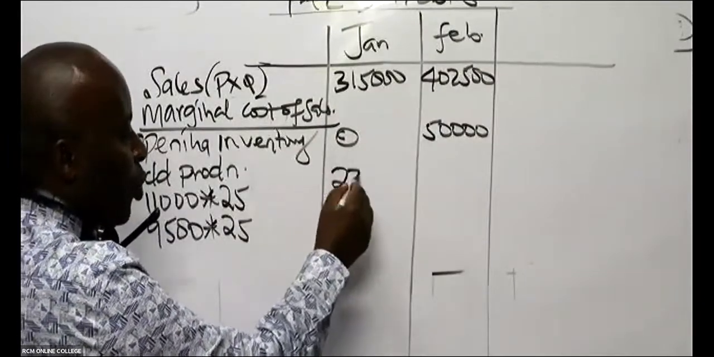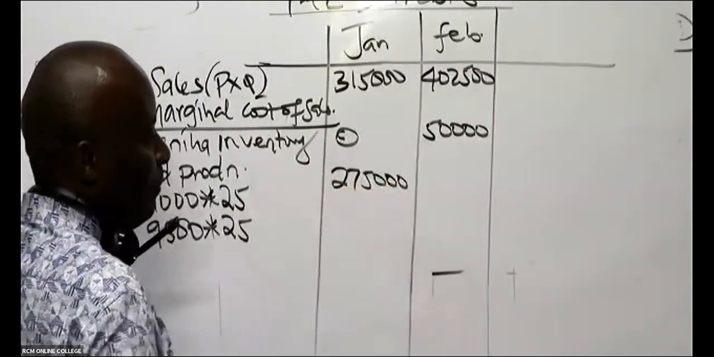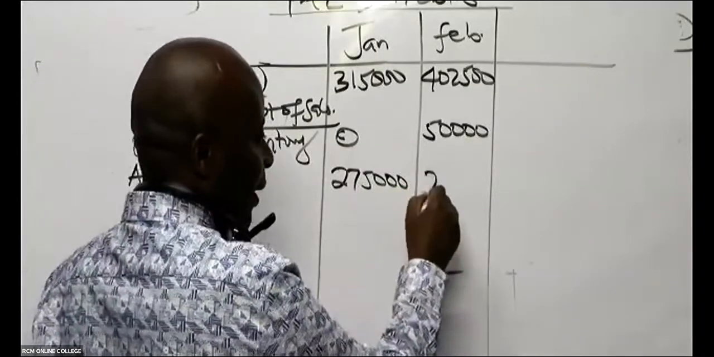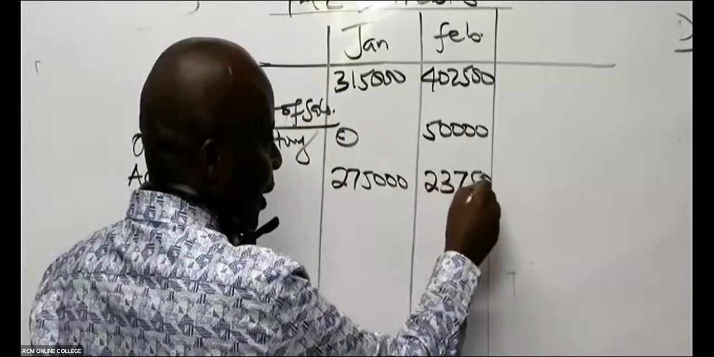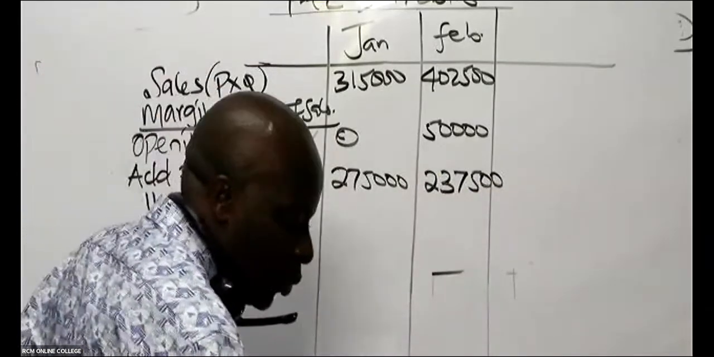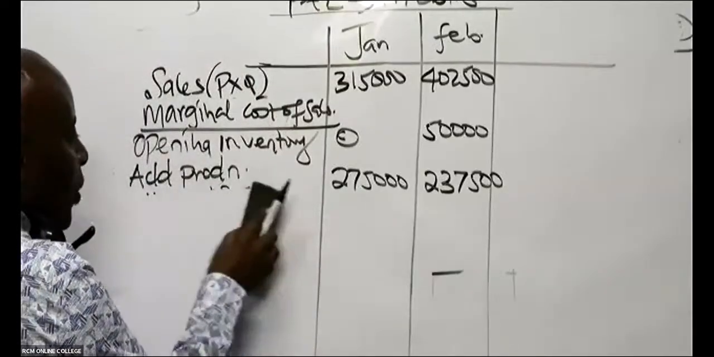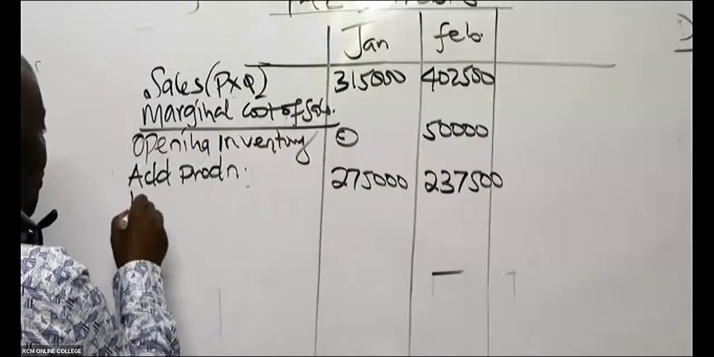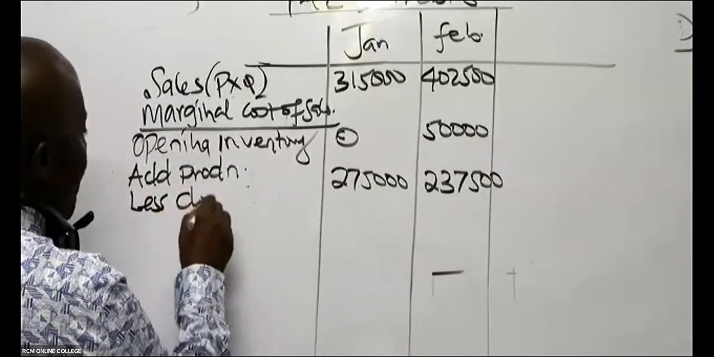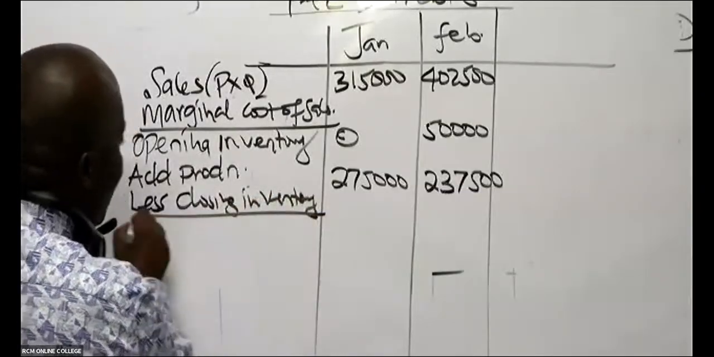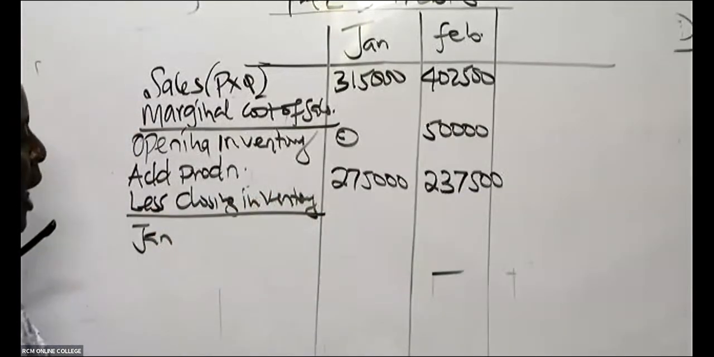So 275,000, yes. 237,500. Yeah, thank you so much. And now lastly, we shall come and say, less what here, somebody? Less closing inventory. So closing inventory, January, how much?